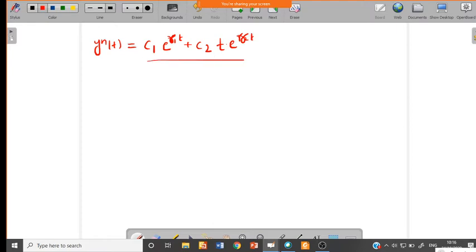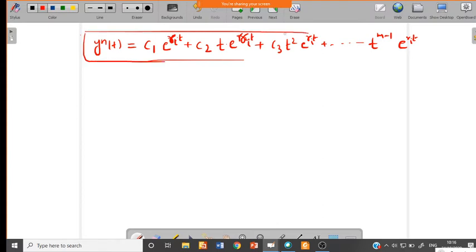So it will go like this: c1 plus c2 t into e power rt plus c3 into t square e power rt, and so on till t power m minus 1 into e power rt. This is the equation if the roots are the same. For the sake of the general form, I'll express this as r_i t. So this is the solution for the differential equation if the roots are the same.